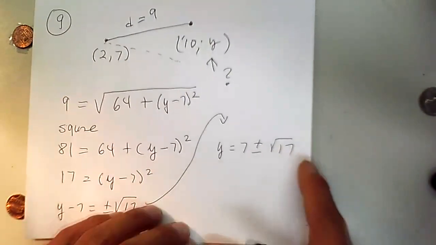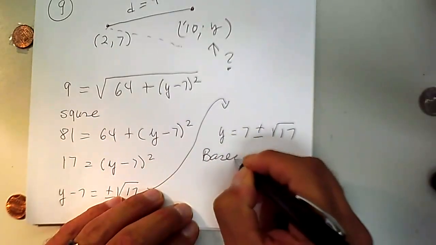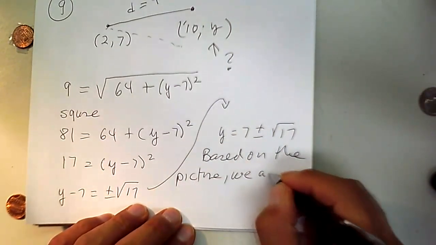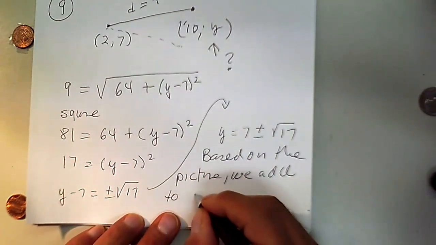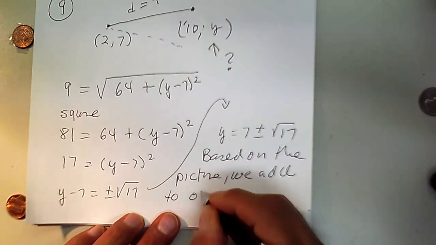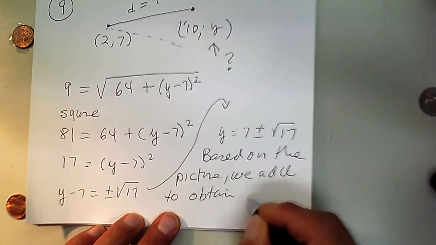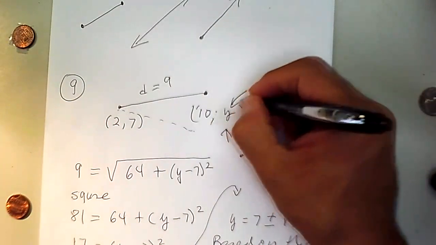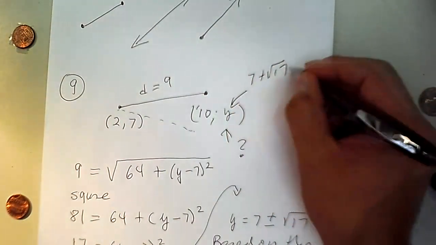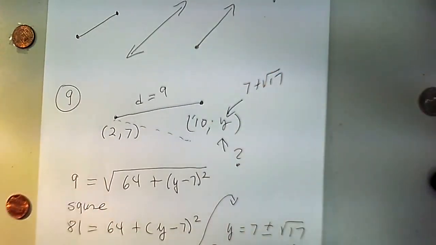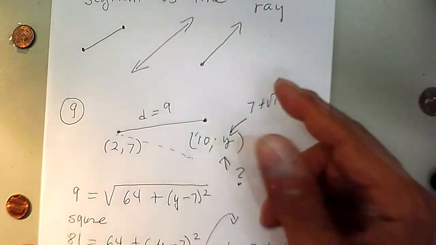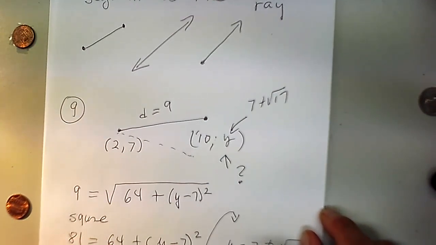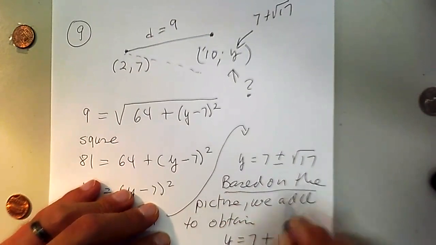Based on the picture, we add to obtain y equals 7 plus the square root of 17. So that is the second coordinate. That would be 7 plus the square root of 17. I know it's kind of awkward because it's not a nice number such as 14 or something like that. It's just the way it's written is awkward. But it is what it is. That's the number. So again, it is important to note that we are using the picture.